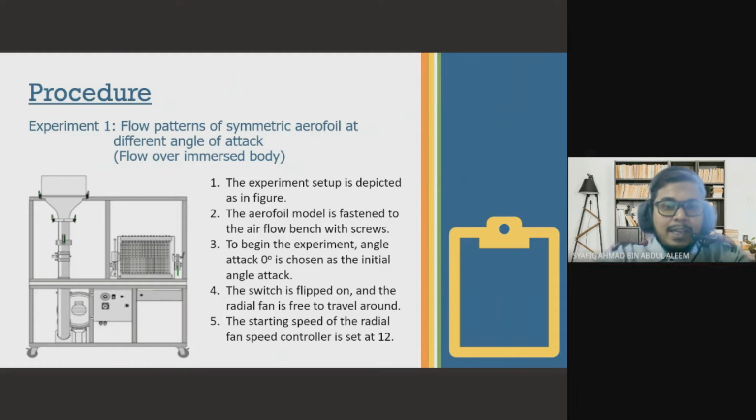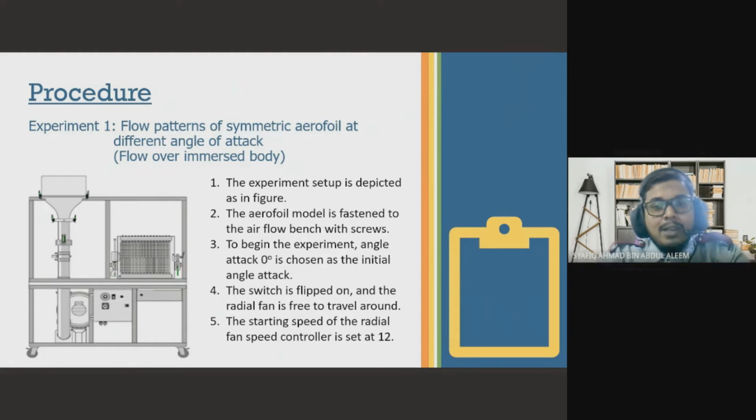Okay, as my colleague explained earlier, this investigation consists of two experiments. The first experiment is the flow pattern of symmetric aerofoil at different angle of attack, also known as the flow over immersed body experiment. The process begins with the experiment setup as depicted in the figure. The aerofoil model is fastened to the airflow bench with screws. Third, in order to begin the experiment, angle of attack 0 degree is chosen as the initial angle of attack.